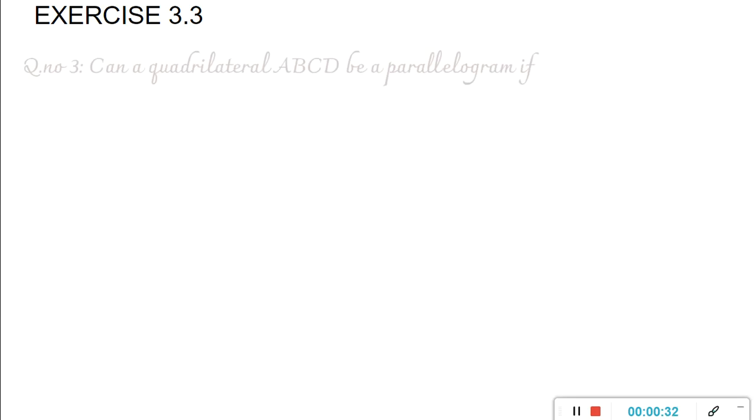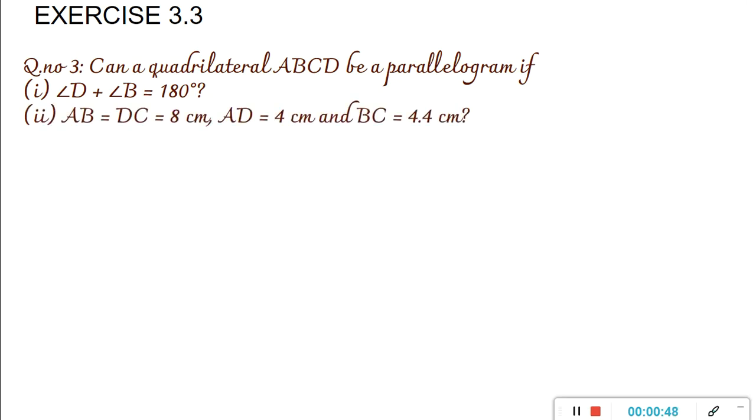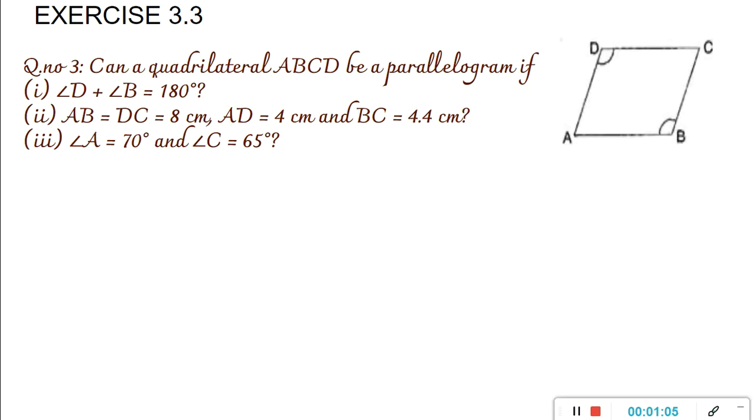So, let's start. The question is, can a quadrilateral ABCD be a parallelogram if the first option is angle B plus angle D is equal to 180 degrees. Second option is AB is equal to DC is equal to 8 centimeters, AD is equal to 4 centimeters and BC is equal to 4.4 centimeters. Third option is given, angle A is equal to 70 degrees and angle C is equal to 65 degrees. So here is the parallelogram ABCD. Now we have to give the answer according to these options, whether it is a parallelogram or not.